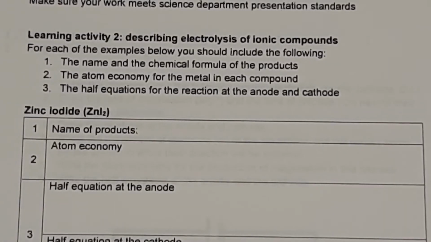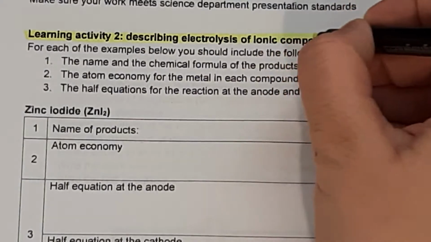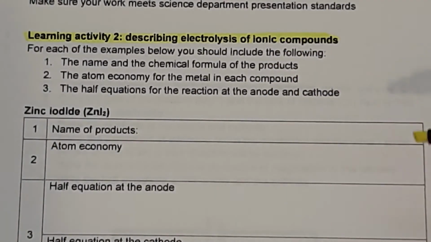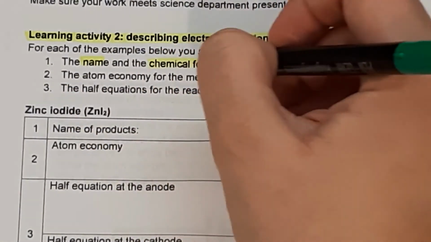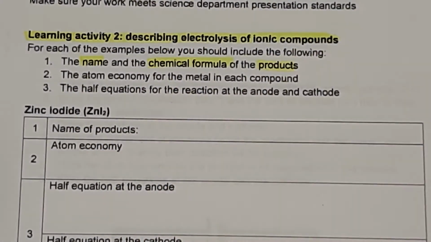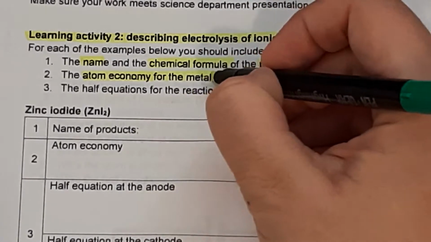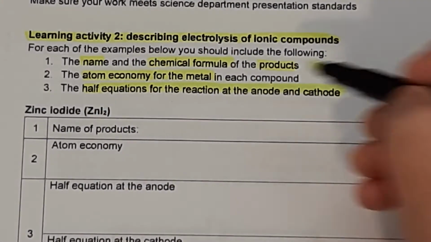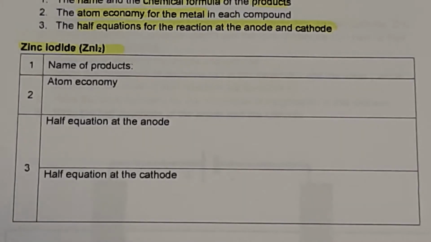Okay, so we're moving on to learning activity 2, describing the electrolysis of ionic compounds. For each of the examples below, there are several of them, you are going to include the following: the name and chemical formula of the products, the atom economy for the metal in each compound, and the half equations for the reaction at the anode and the cathode. So that's a lot of work for each of these. So we're going to do the first one together as an example.